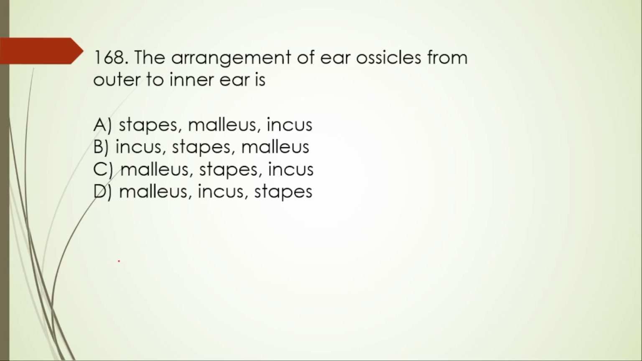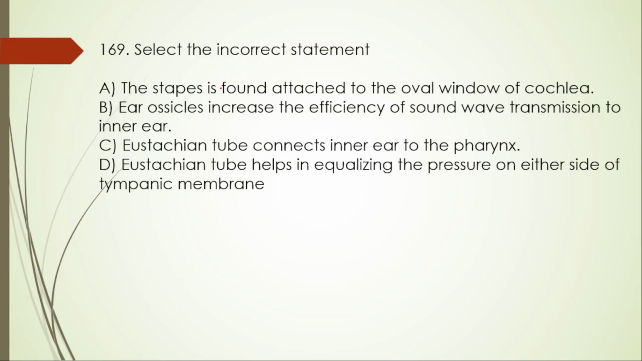168. The arrangement of ear ossicles from outer to inner ear is: A. Stapes, malleus, incus, B. Incus, stapes and malleus, C. Malleus, stapes and incus, D. Malleus, incus and stapes. So here the right option is, he is asking outer to inner, so malleus, incus and stapes.